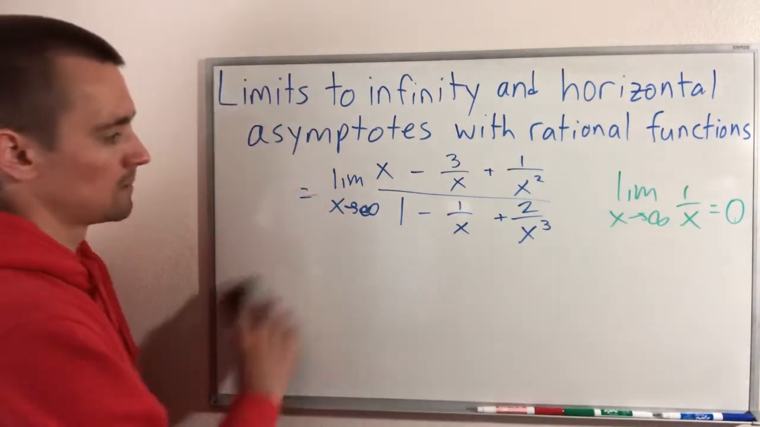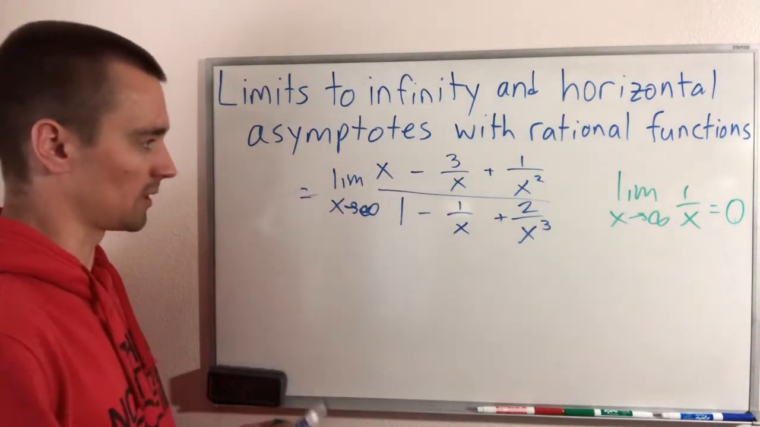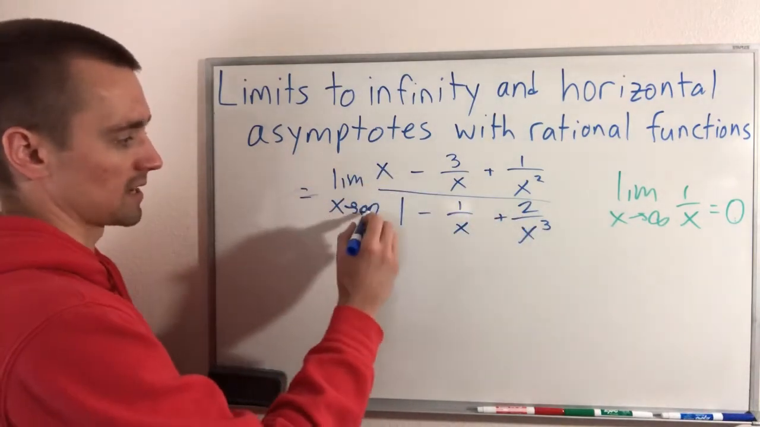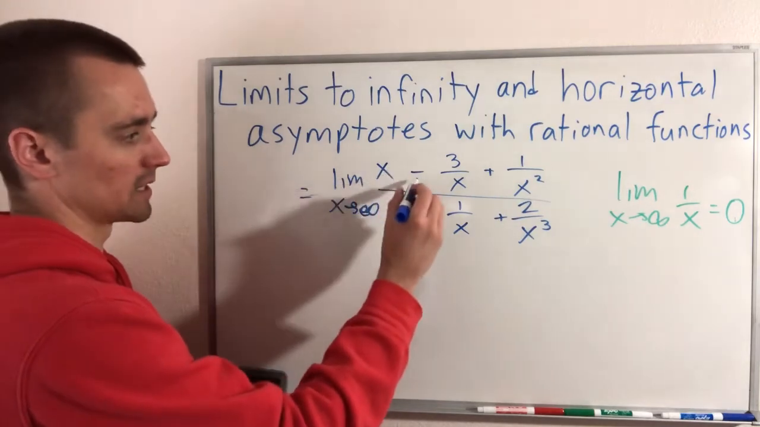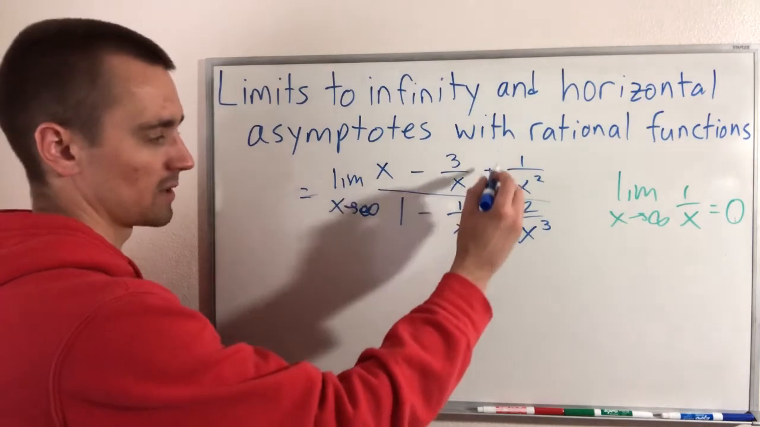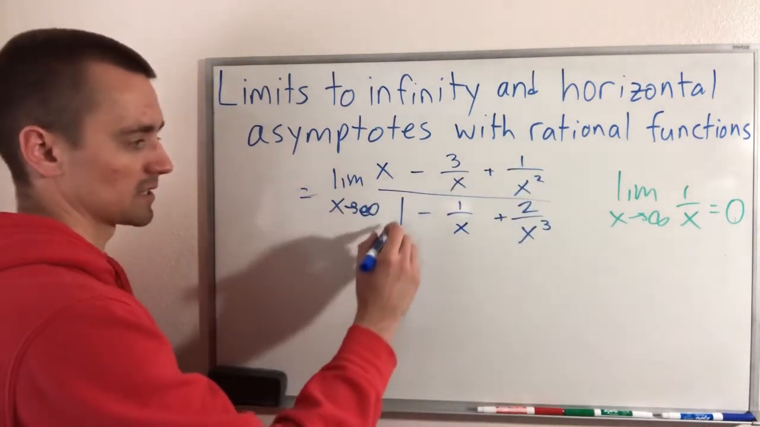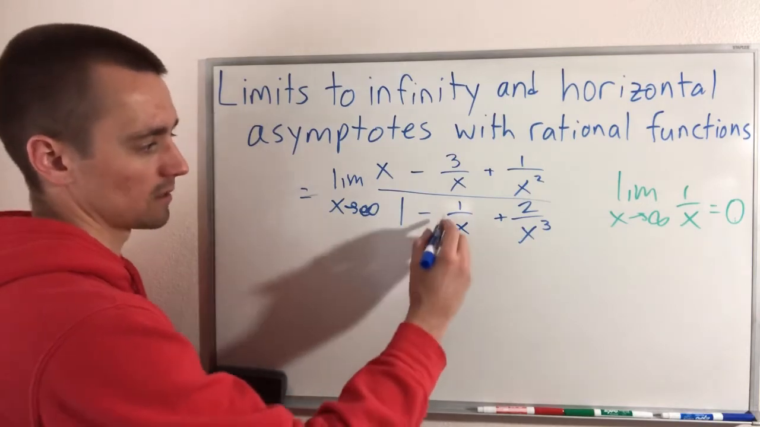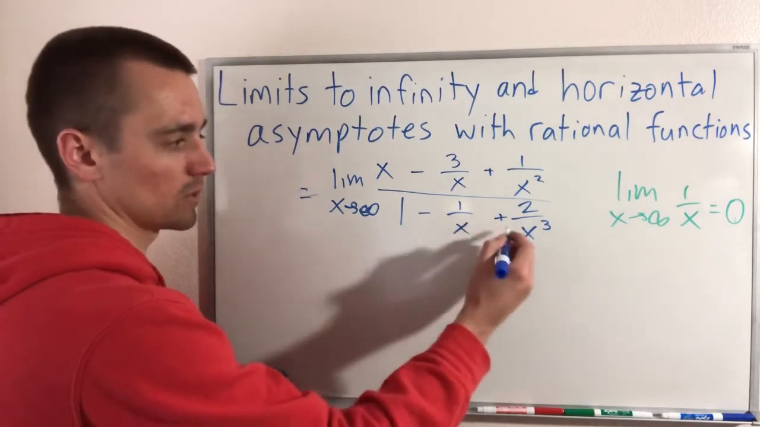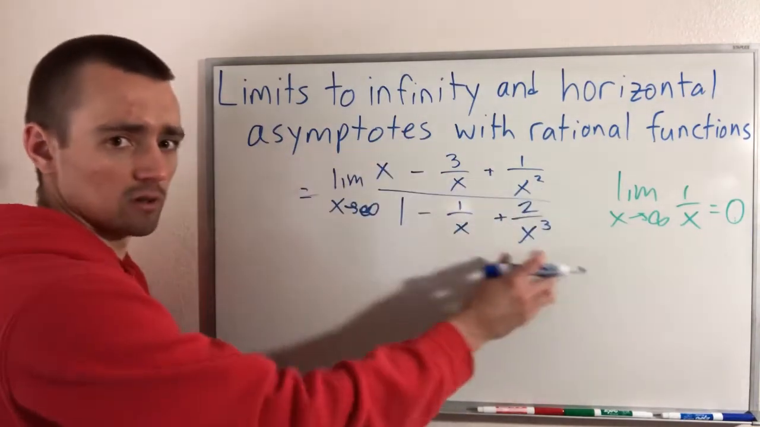So if we think back to our limit properties now, if we apply those limit properties, essentially what that would be like is taking the limit as x goes to infinity of x minus the limit as x goes to infinity of 3 over x plus the limit as x goes to infinity of 1 over x squared, all over the limit as x goes to infinity of 1 minus the limit of 1 over x plus the limit of 2 over x cubed. So we're going to get like 6 individual little limits.